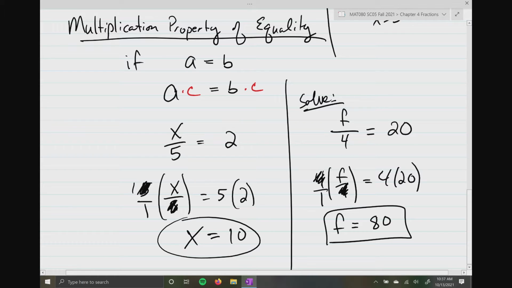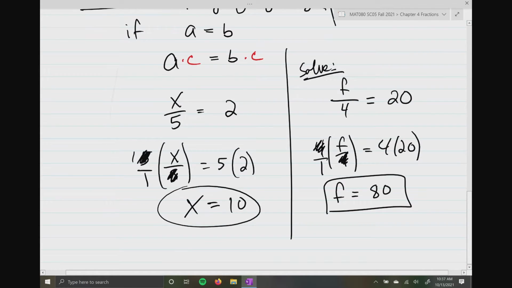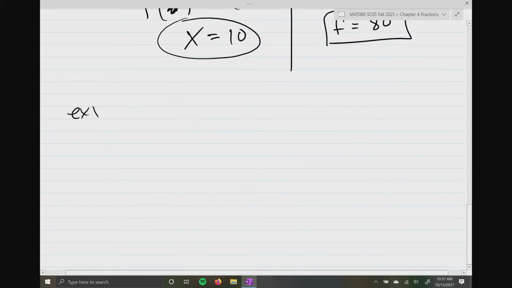All right, are we good? Yeah. Okay, look at another one now. So here's another example. We're going to solve P divided by -8 equals -40. Now, once again, we need to use the multiplication property of equality here. So I'm going to multiply both sides by -8. Give myself some space here.